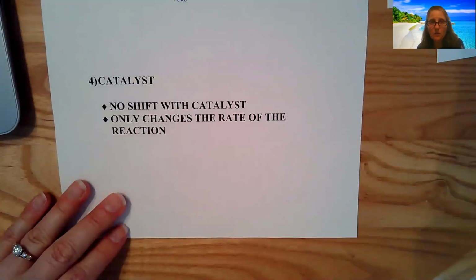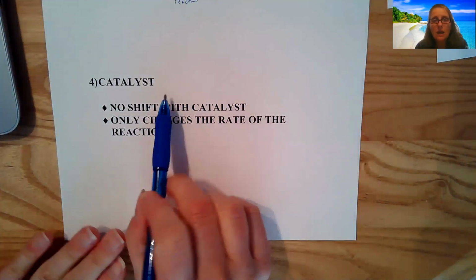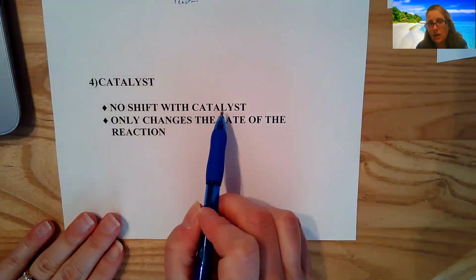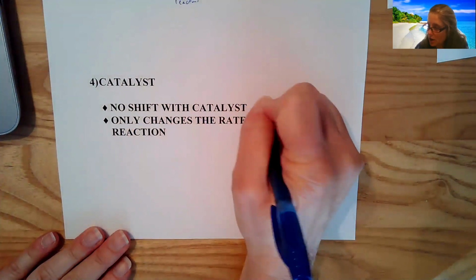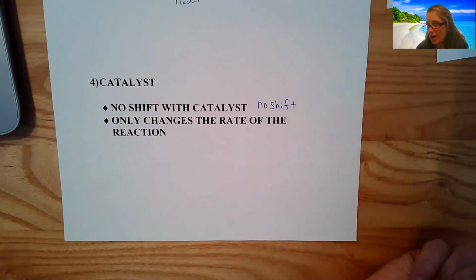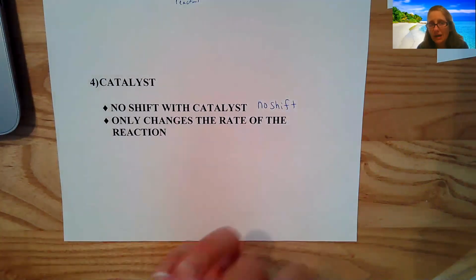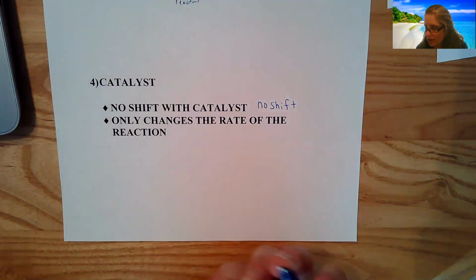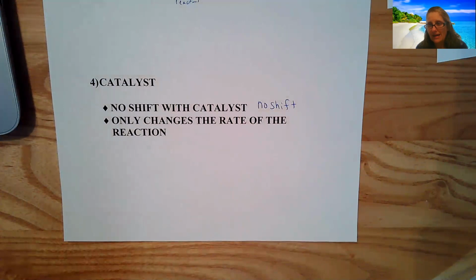And finally, the one that is influential in terms of the rate is a catalyst. It will not shift the equilibrium either left or right. You are going to say no shift if you have a catalyst. You only change the rate of the reaction. So that forward and that reverse reaction goes a little faster with a catalyst, but you do not change the overall equilibrium. You will just get to equilibrium faster. That is what's changing with a catalyst.